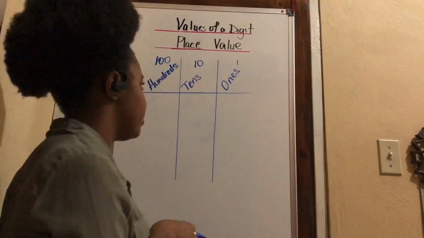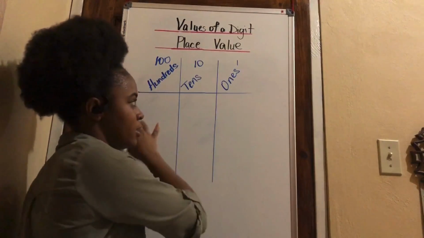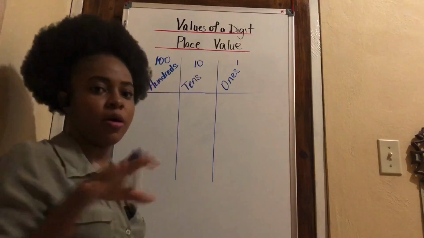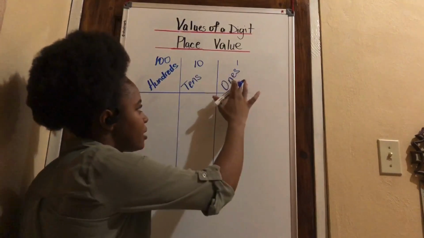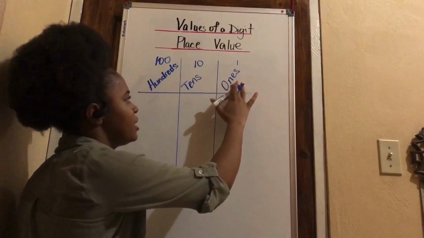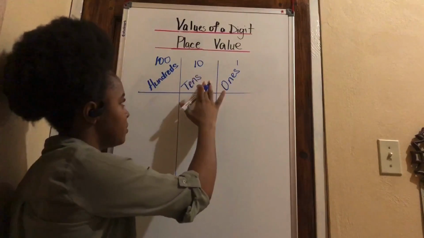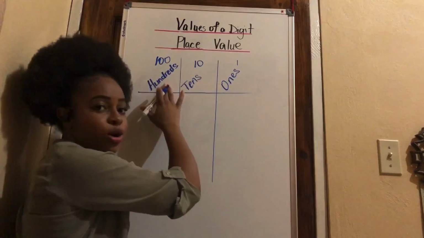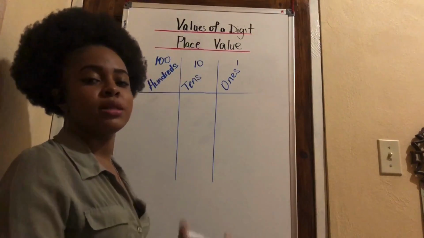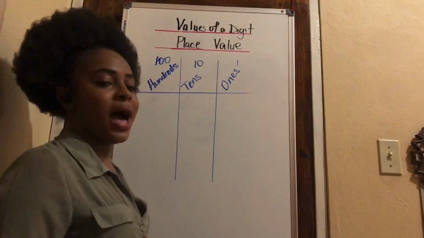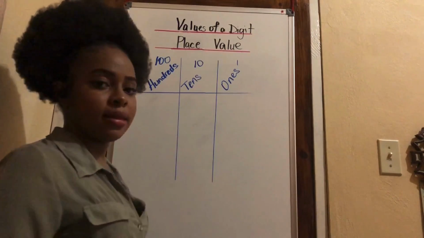So those are the values of these positions. These places have these corresponding values. If you notice something, however, you'll see that the ones column, when you multiply that by 10, you get the tens column. When you multiply this by another 10, you get the hundreds column. So as you move to the left, you just multiply the column that you're in by 10 to get the next column.